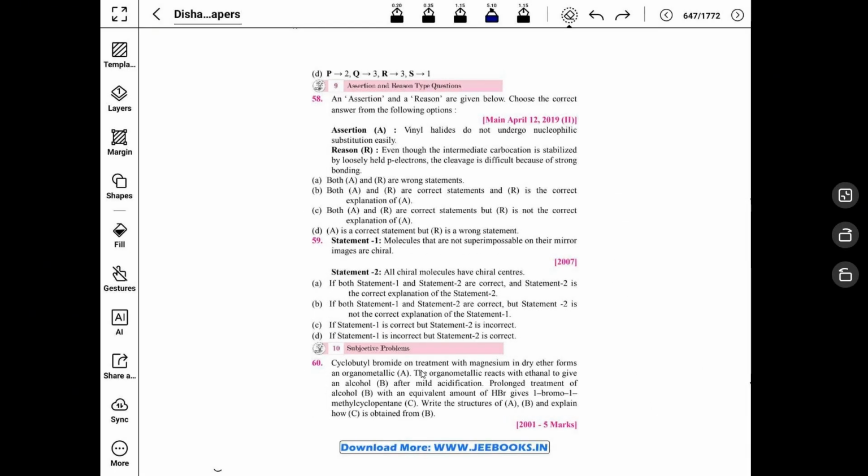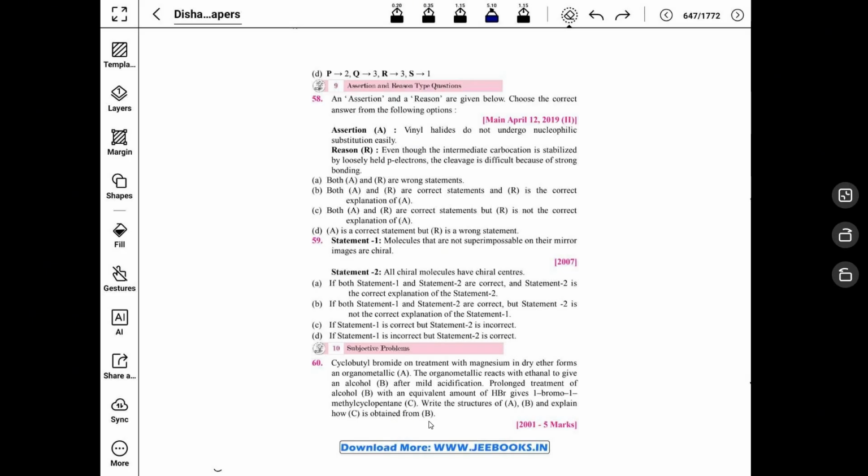Question number 60. Cyclobutyl bromide on treatment with magnesium in dry ether forms an organometallic A. The organometallic reacts with ethanal to give an alcohol B. After mild acidification, prolonged treatment of alcohol B with an equivalent amount of HBr gives 1-bromo-1-methylcyclopentane C. Write the structures of A, B, and explain how C is obtained from B.